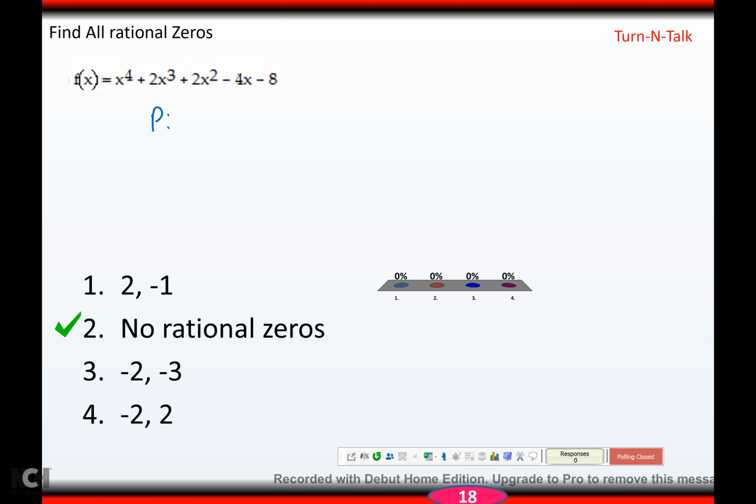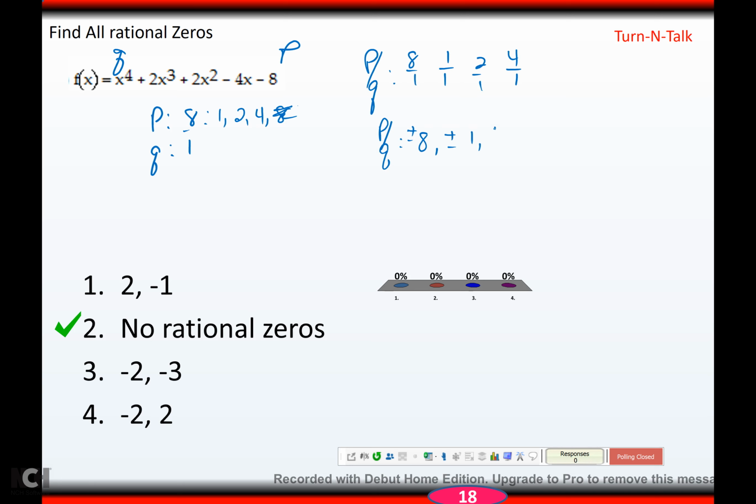My P is going to come from the 8s. Remember, P's at the end, Q's at the front. Q is 1. So my factors of 8 are 1, 2, 4, and 8. My factors of Q are 1, so that makes it real easy. So my PQ list is 8 over 1, 1 over 1, 2 over 1, 4 over 1. Oh, I already said 8. Sorry, I wrote that 8. Alright, so if we clean that up, my P over Q list is plus or minus 8, plus or minus 1, plus or minus 2, plus or minus 4.